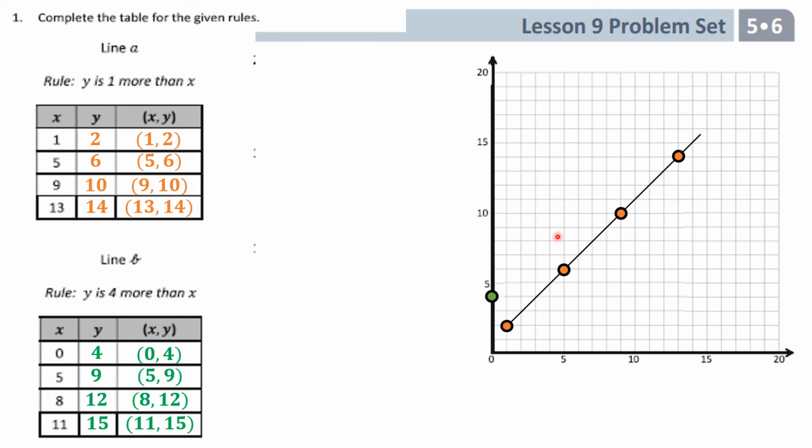5 on the x, 9 on the y, 8, 12, starting at 0, 8 on the x, 12 on the y, and our last one, 11, 15, would be right there, 11, 15. And like we did for line A, I'd like you to connect those points in a straight line. Again, notice line B does not start at the origin 0, 0. It's really starting at 0, 4, and that's okay too.